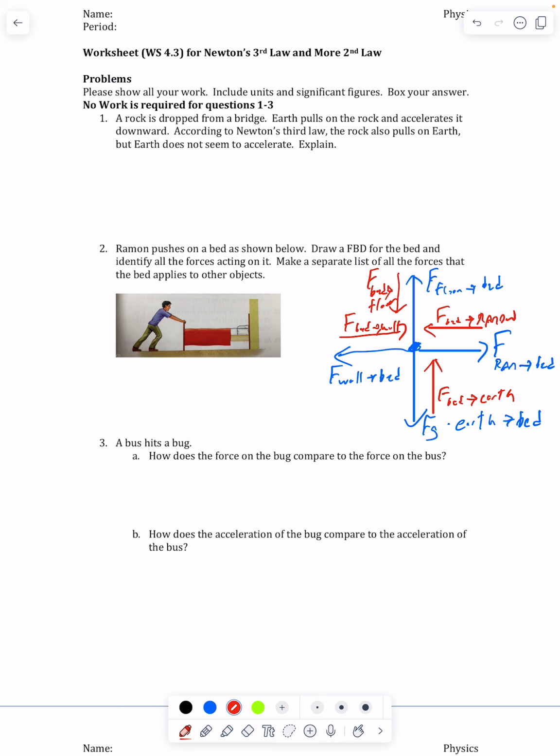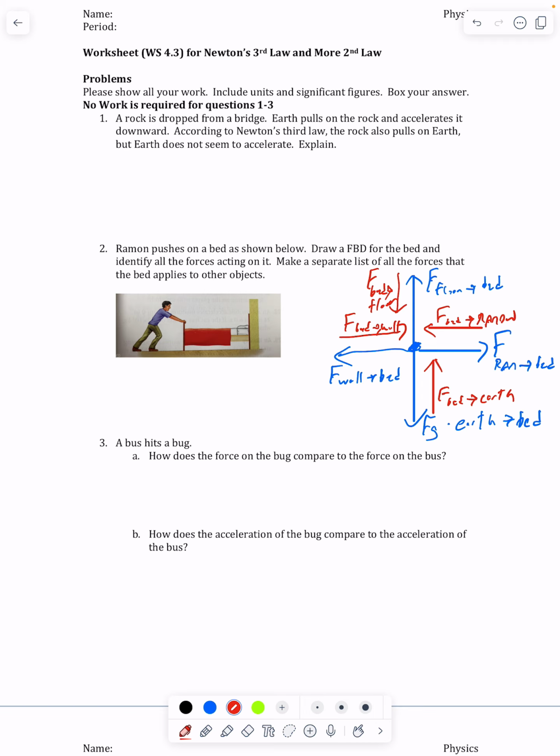All these interacting pairs, everything I'm showing in red here, these are not part of the free body diagram. Only the forces in blue are the free body diagram, but all the red forces are the interacting pairs that you would see from Newton's third law. Okay, let's go on to the third one.